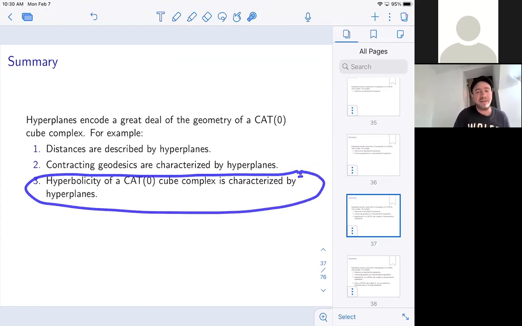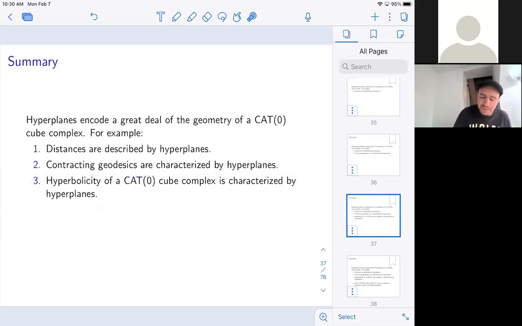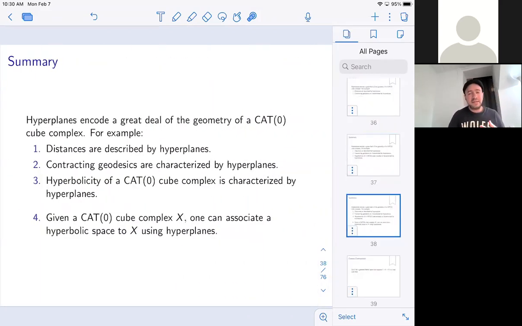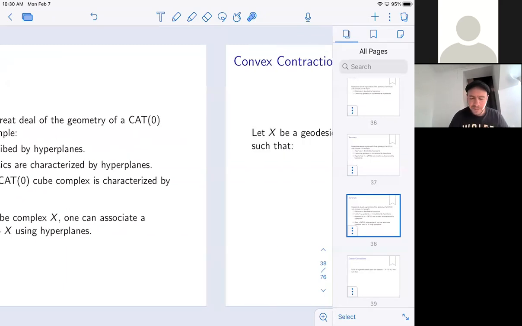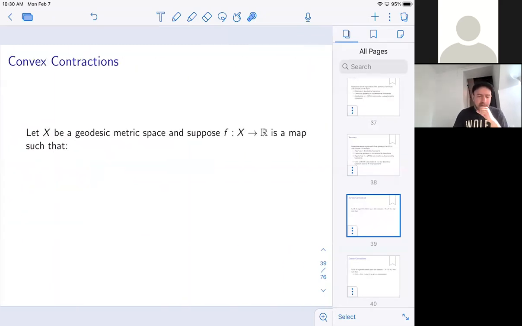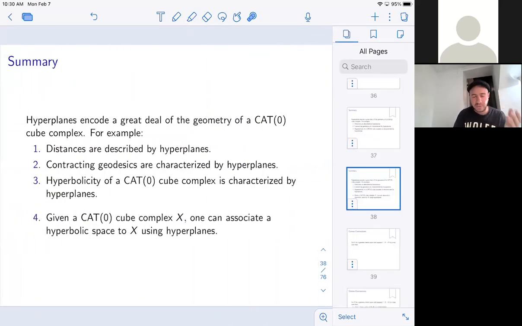Namely, it's hyperbolic if and only if every pair of disjoint hyperplanes are k-separated. And finally, we saw that if you want to extract a hyperbolic space out of your cube complex where your group acts, you also do so via hyperplanes. So anything geometric group theory type that you want to do in a cat-zero cube complex can be done via hyperplanes. That's the summary of the story. And what I want to tell you now is that you can do this elsewhere.